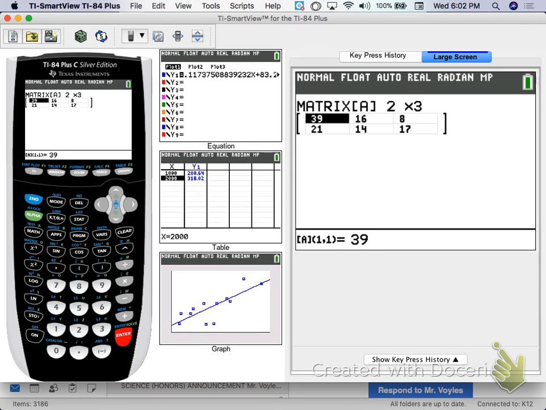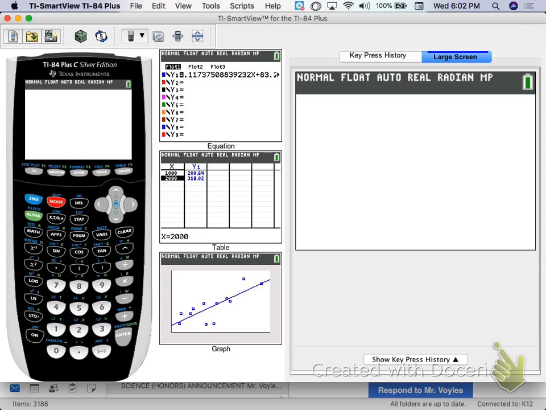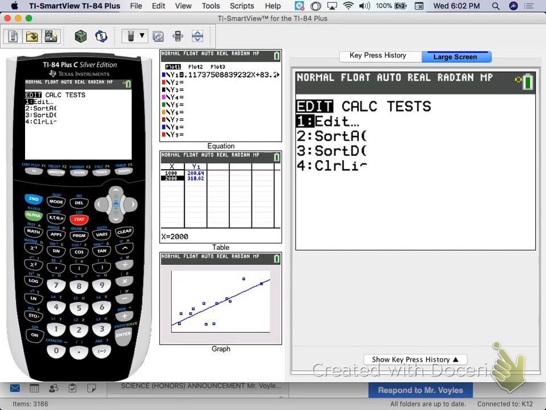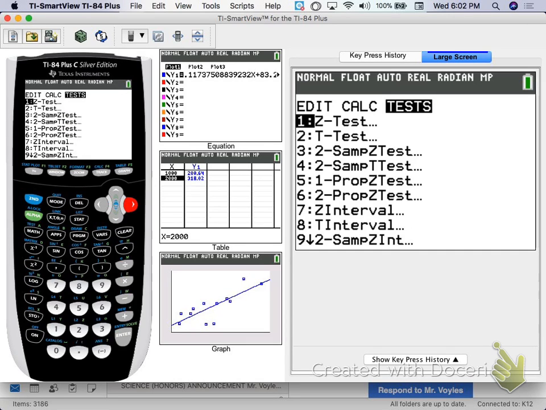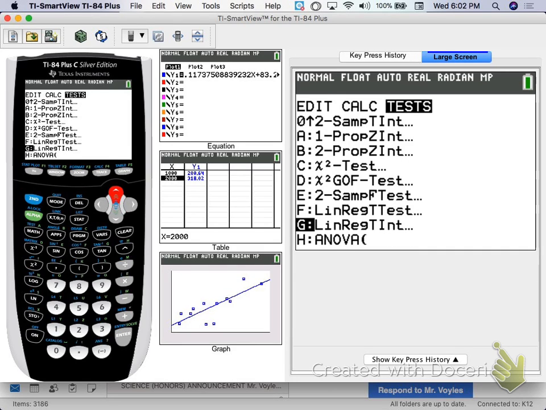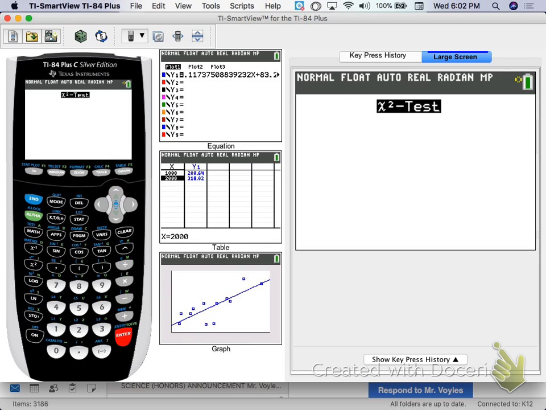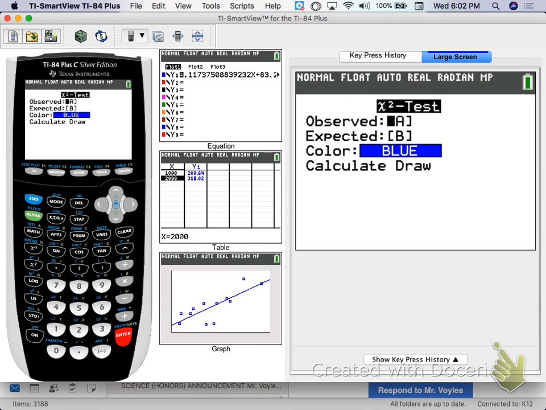Okay, so there we are. And we're going to get out of here. We put our data in. Now we're going to perform our test. So we go to Stat. And we're going to go over to Test. And we need to go on the second screen. And we're going to go to the letter C. So we hit Enter. And again, don't change anything on this. So we're just going to go down to Calculate.